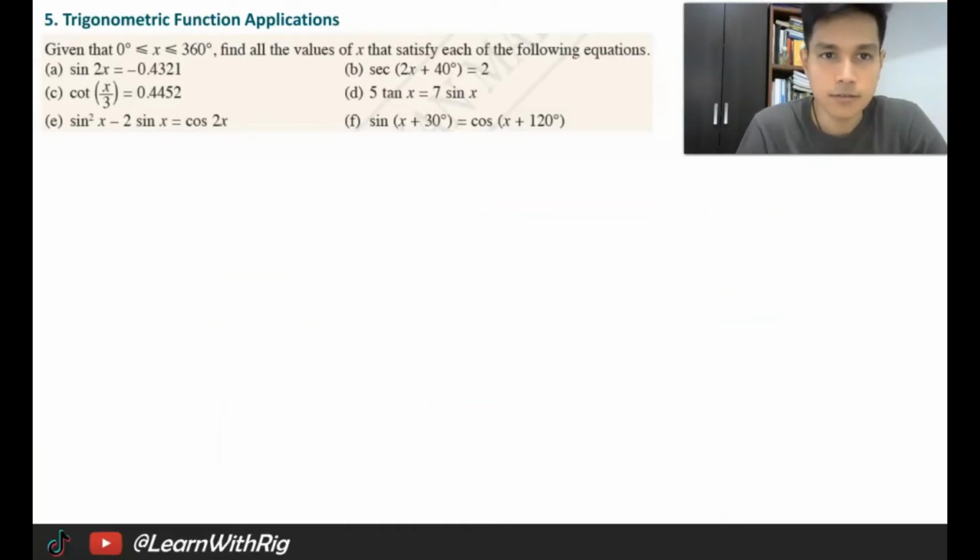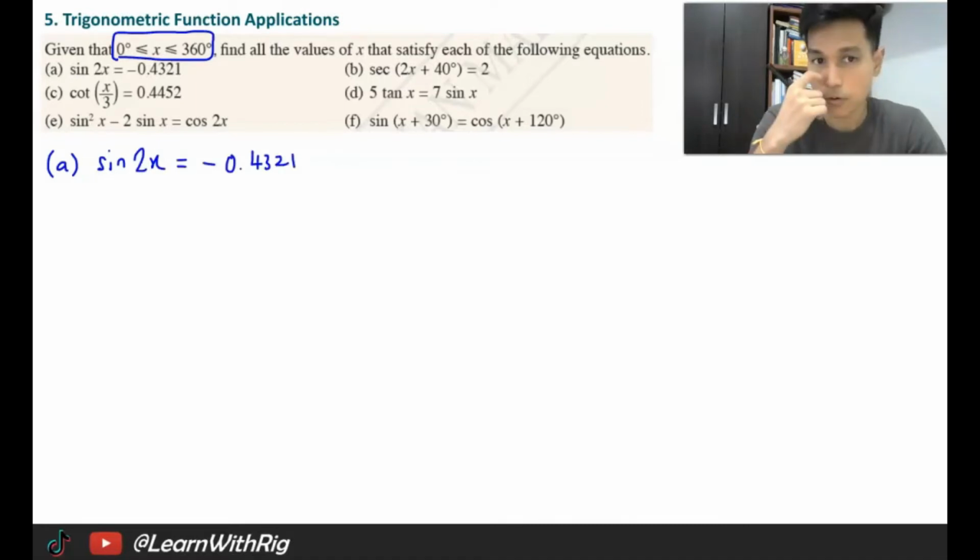Given that, so they give you the range of x. Correct? Range of x. Find all values of x that satisfy each of the following equations. Okay, let's solve this. So, question A. Sine 2x equals to negative 0.4321. So how I normally do it is like this. I'll find the reference angle. Always find the reference angle.